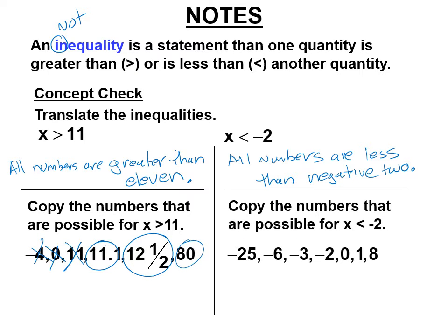Copy numbers that are possible for x is less than -2. All numbers are less than -2. So -25, -6, -3, not -2, not 0, not 1, not 8. But when we're doing all numbers, we're including decimals and fractions. We often deal with the nice integers, whole numbers that are positive or negative, but the fractions and decimals are there.